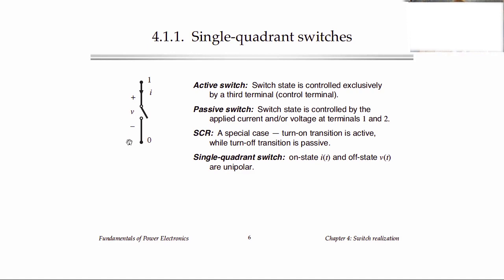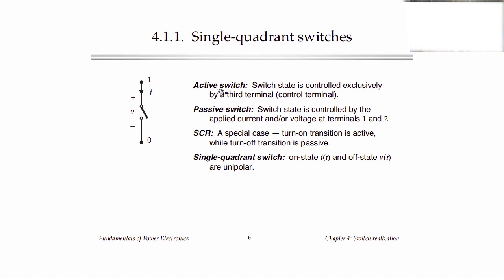Okay, so let's talk here about the single quadrant case. So here I've defined a switch, an ideal switch. I've defined a voltage across this switch with some polarity, and I've defined the current as flowing from the plus terminal to the negative terminal of the reference voltage of the switch. And so if the on-state current and the off-state voltage are of a single polarity, then we have a single quadrant switch.